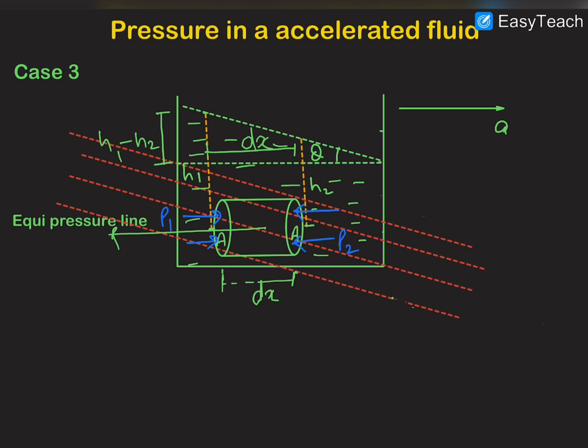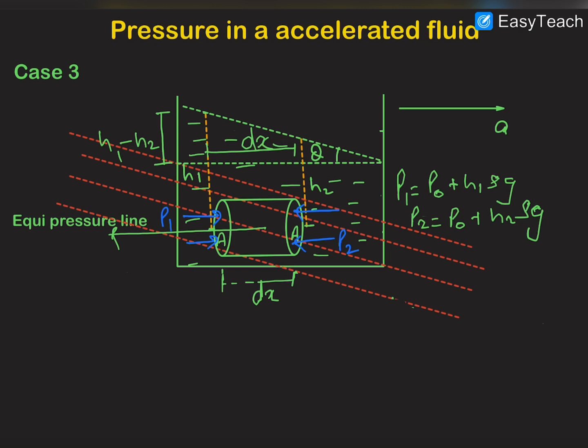Now we can say that the height of the free surface of the liquid above this end is greater as compared to the height of the free surface of the liquid above this end. So this H1 will be greater than this H2, and hence P1 will be greater than P2, because P1 will be equal to P0 plus H1 rho g, and P2 will be equal to P0 plus H2 rho g.